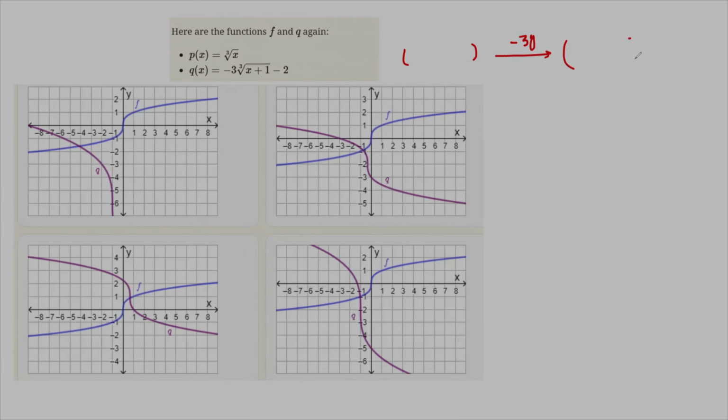Then it is moved 1 unit to the left. So that means x will be added with -1 and 2 units down. So y will be added to -2.